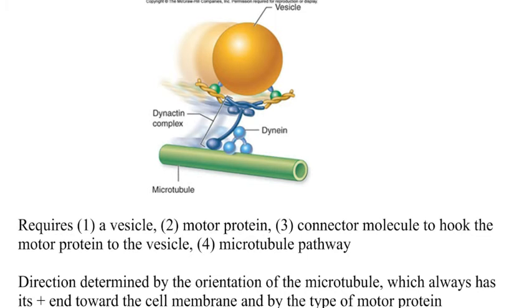And so this process requires a vesicle to be moved around. It requires some sort of a motor protein, which in this case, in the illustration here, is called dynein. And it requires a connector molecule to actually hook the dynein to the vesicle, and then, of course, a pathway of some sort.